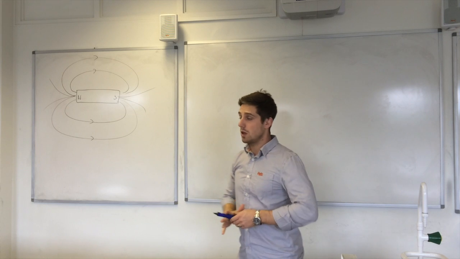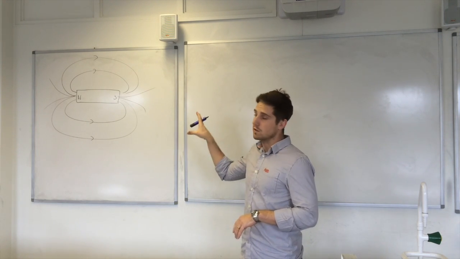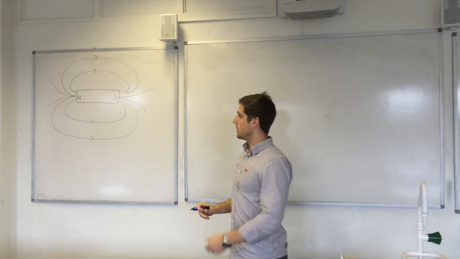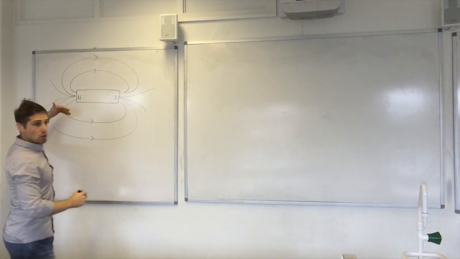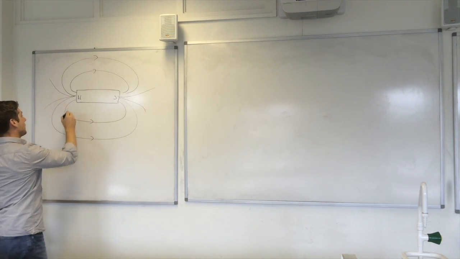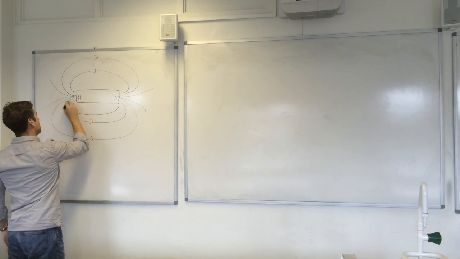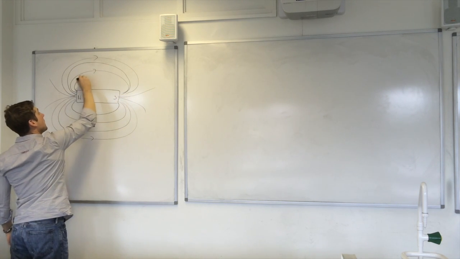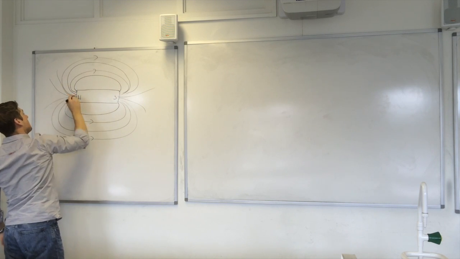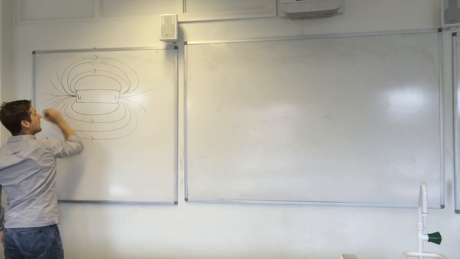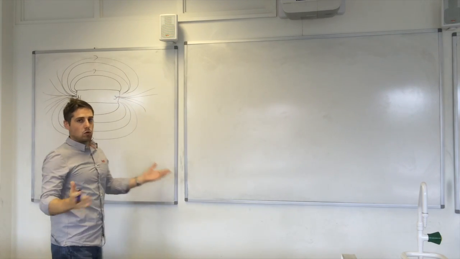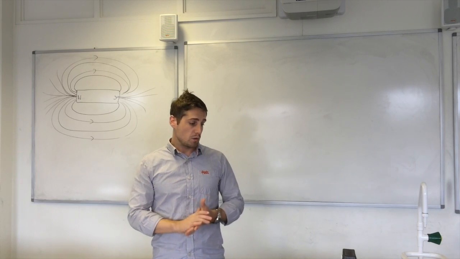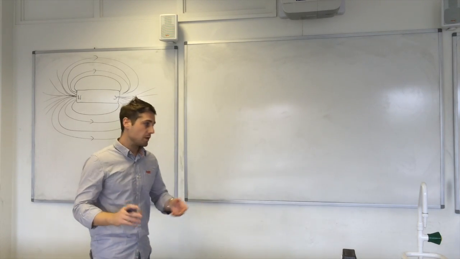And what those lines represent is the magnetic field. They tell you the direction, but they also tell you the strength. If you had a stronger field, then you'd have more lines per unit area. So a stronger field, you might have more lines like this. So you get the idea. More lines, stronger field.